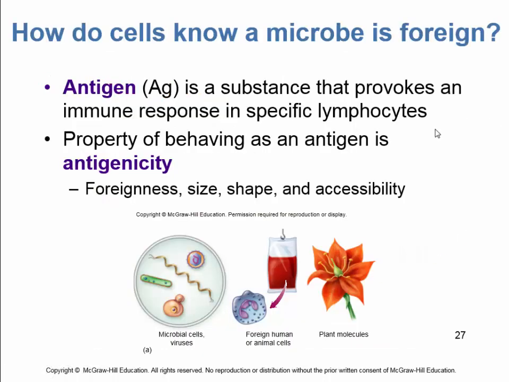How do cells know a microbe is foreign? It is by recognition of that antigen. Previously, we talked about antigens as pathogen-associated molecular patterns, but antigens can actually range in all sizes and shapes, and they're all antigens that are either recognized as self or not self. Antigens must have antigenicity, meaning they must have a foreignness, meaning not recognized in the body. They have to be of a certain size, shape, and they must be accessible for receptors to bind them.